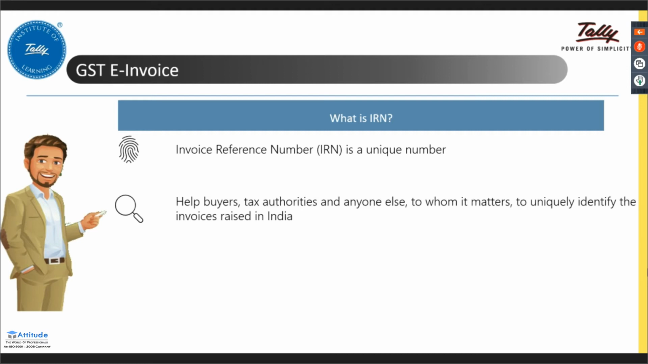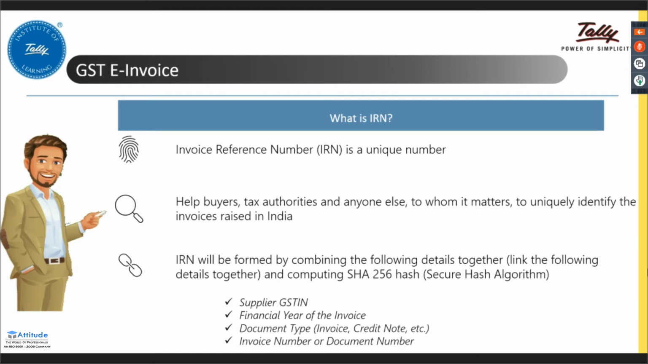And this IRN, that is Invoice Reference Number, will help the buyers, tax authorities, and whomever it matters to uniquely identify the invoices which are raised in India. There is no way that this IRN will get duplicated. Why is it? Because it is a system generated number. And this IRN is a combination of the information using an algorithm based on SHA-256 hash.